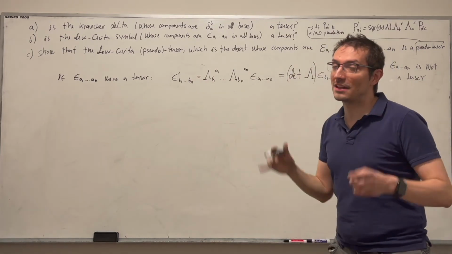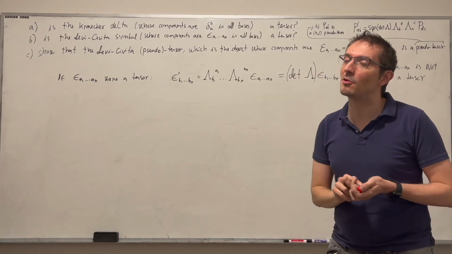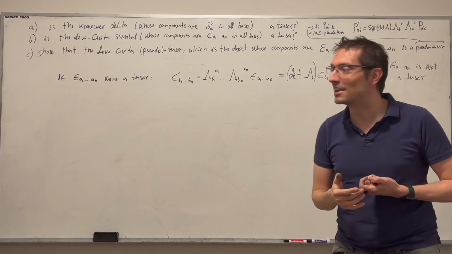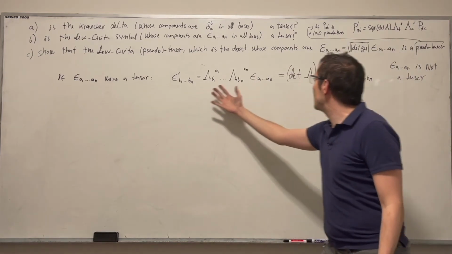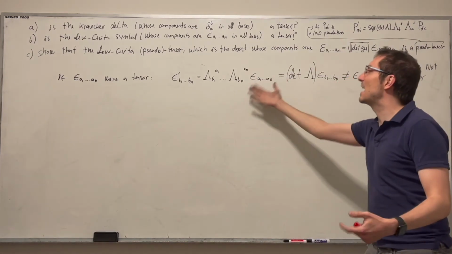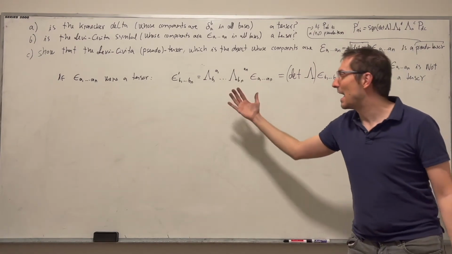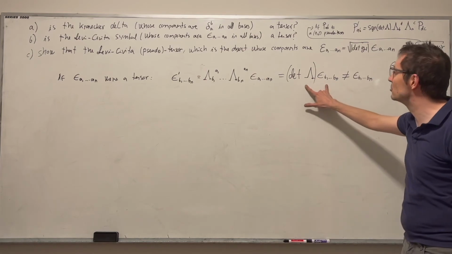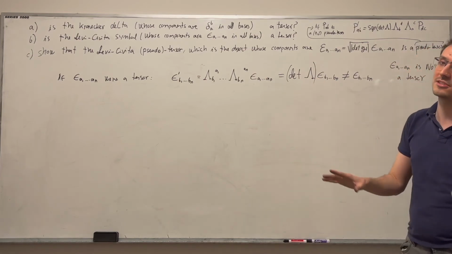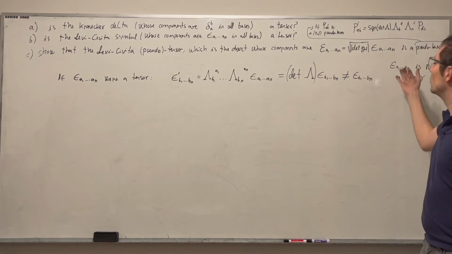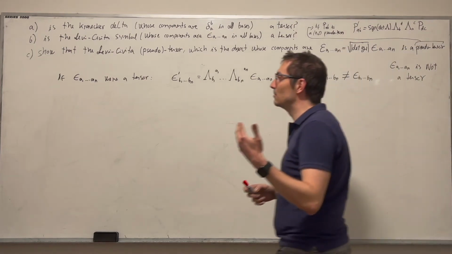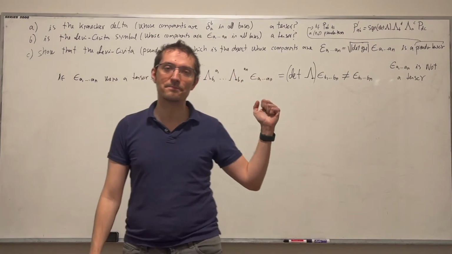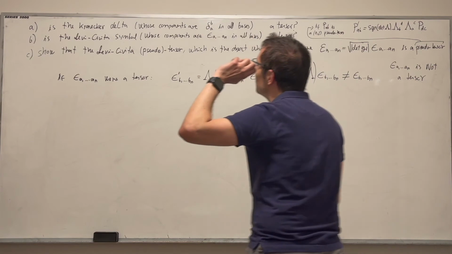Both the epsilon and the delta are defined as having the same components, same entries in all bases, but if it were a tensor, it would have to satisfy this, and we see that it can't satisfy at the same time the definition and this change of basis, because under this alleged change of basis it would change, and we know that the definition tells me that it doesn't change. Therefore, the fully antisymmetric symbol, the Levi-Civita symbol, is not a tensor. Proven.